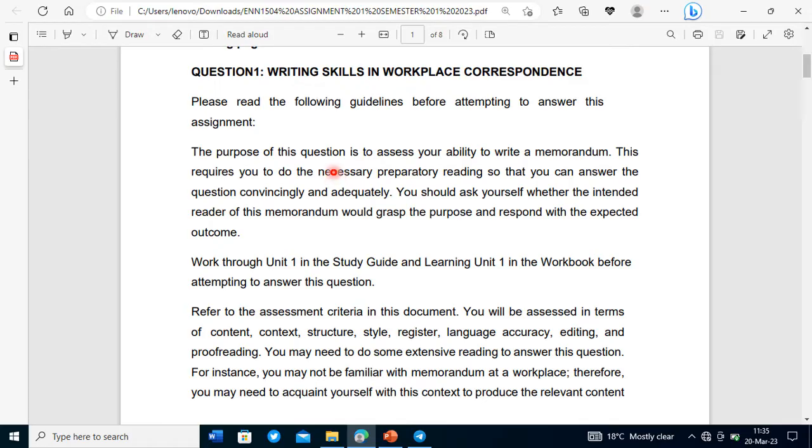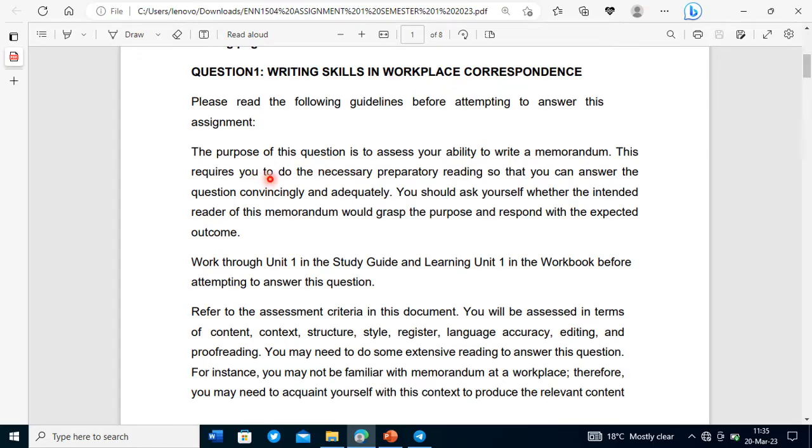Please read the following guidelines before attempting to answer this assignment. Guys, before you answer any assignment, you should go through the guidelines or the instructions. That's the thing that is making you not understand this assignment and other assignments, because they give you a guide, and if you don't follow those instructions, you struggle. Most people will be like, how can I write a memorandum, because you are given a memorandum task, but you don't understand what you are requested to do.